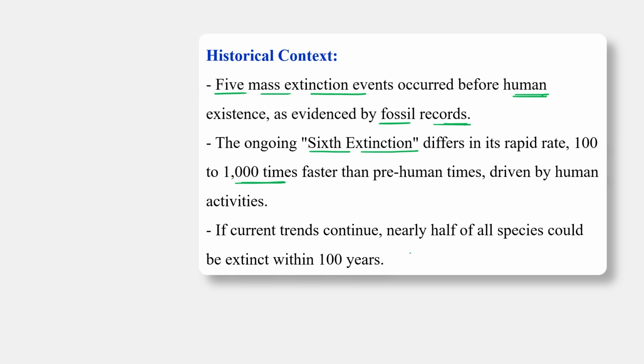If the current trend continues, then nearly half of all the species could be extinct within 100 years. So we have to conserve it. We have to think very seriously about conserving our biodiversity, because we are totally dependent on our environment.